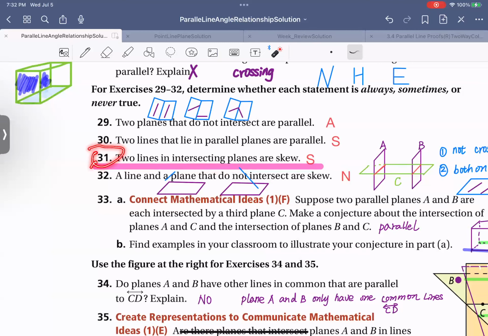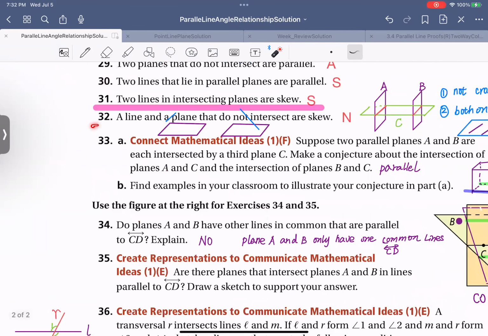Okay. Yes, thank you. This time it is crossing. Thank you. So you have three different scenarios, which shows sometimes it's skew lines, sometimes it's parallel lines, sometimes it's crossing. Good job, Jeffrey. 31. Next one, 32. A line and a plane that do not intersect are skew.